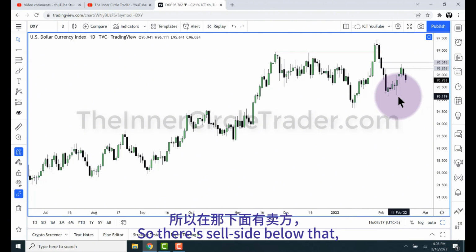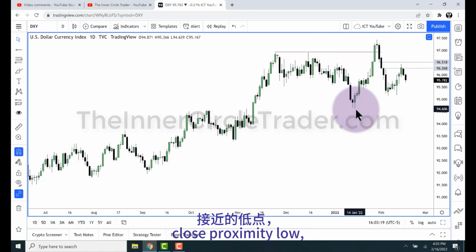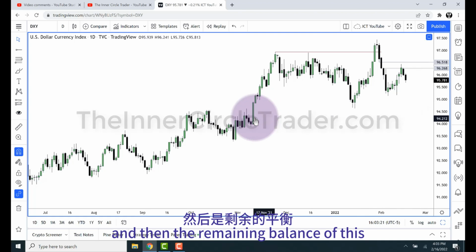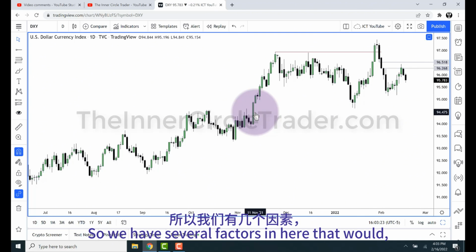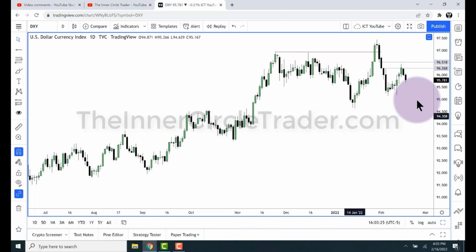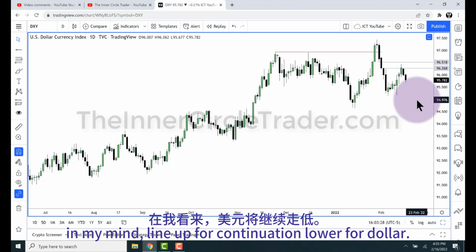We have relative equal lows, so there's sell side below that, close proximity low, and then the remaining balance of this buy side imbalance, sell side inefficiency. So we have several factors in here that would, in my mind, line up for continuation lower for dollar.